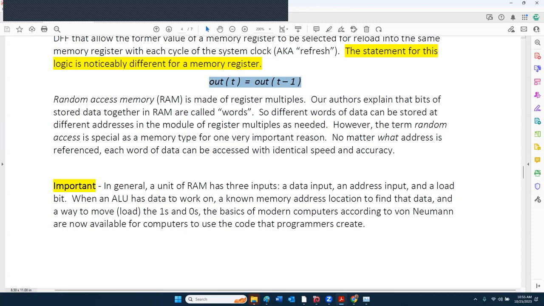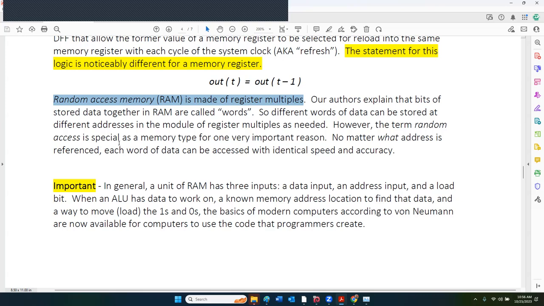Now, in RAM, let's talk about random access memory, and then we'll stop. Random access memory is made out of register multiples. Register multiples is what's used to build random access memory modules. And random access means you can feed a one or a zero randomly in there, and it'll retain whatever you feed in randomly. More precisely, when you have these registers created in multiples, you can store different binary values at different memory address locations.